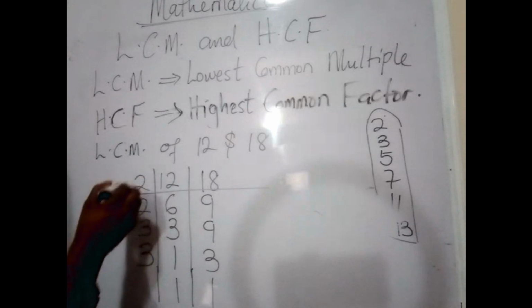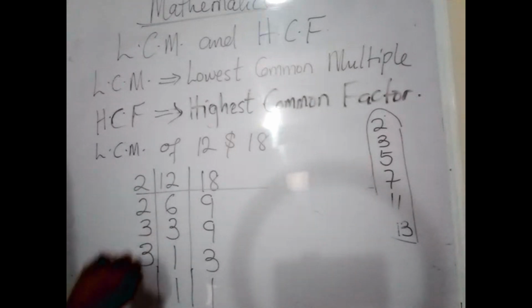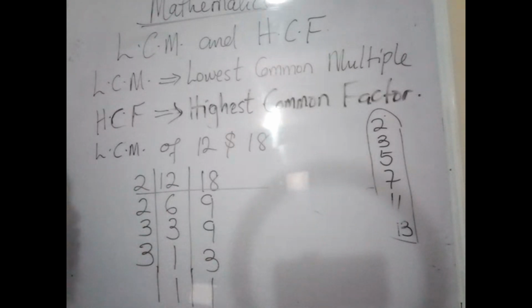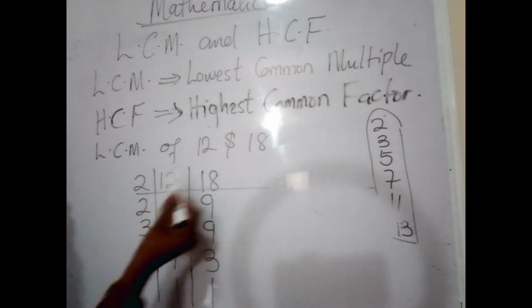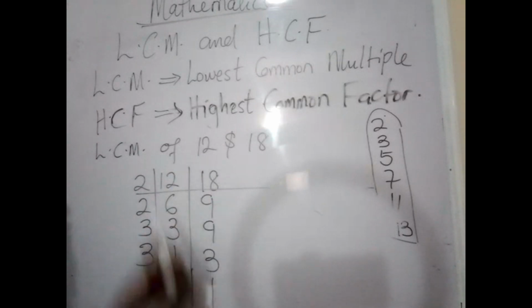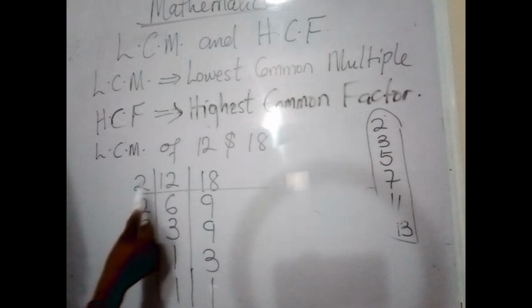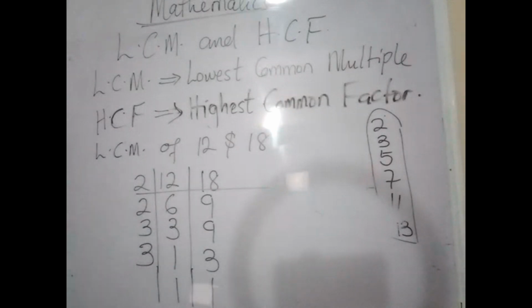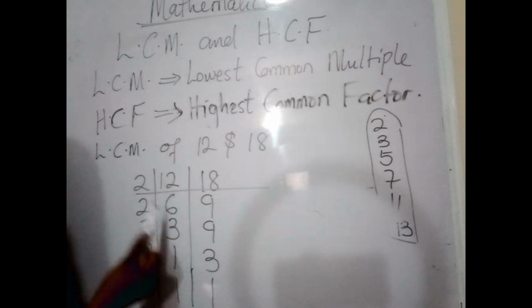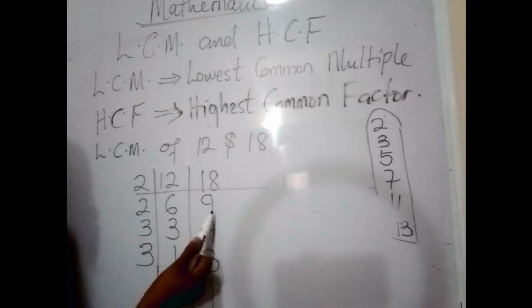At the end of the day, you're going to multiply all these prime numbers that you used in dividing the two numbers. Okay, let's go over this again. So to find the LCM of 12 and 18, write them out like this, in a tabular form. You start dividing them. You start from the least possible prime number, from the smallest. Here, we see that 12 and 18 are even numbers. So we start with 2, because 2 is the smallest prime number. So 2 divides 12, it gives 6. It divides 18, it gives 9.